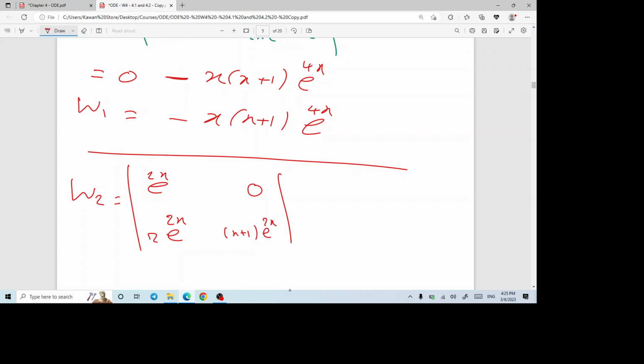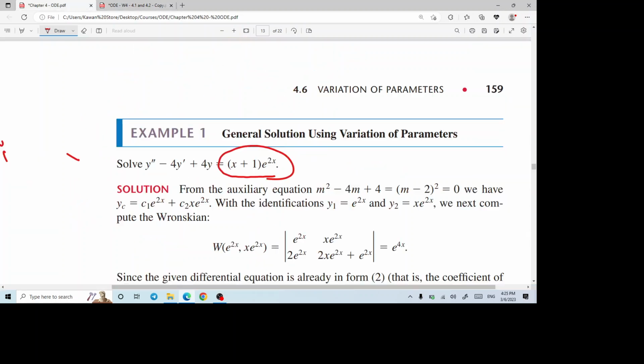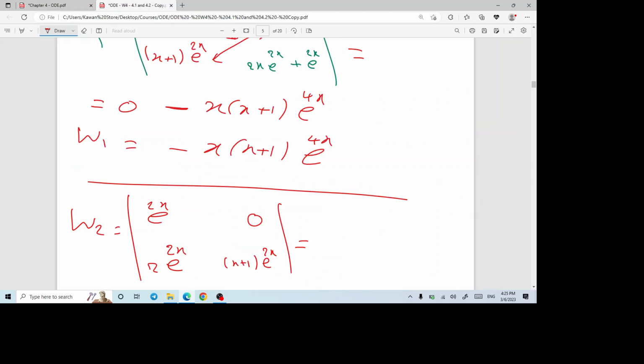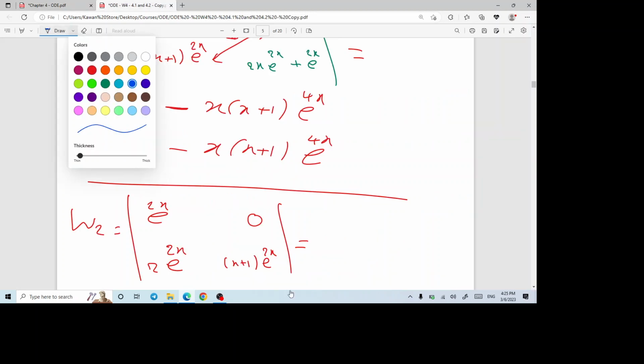Any question? No question? How do we find this one? Sorry, there was no x. It was a mistake. We just have x plus 1. Okay? Good. So how do we find this one?